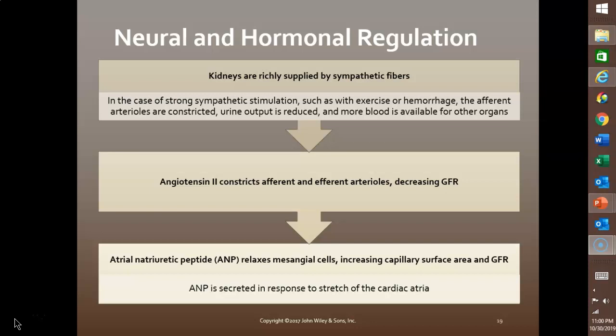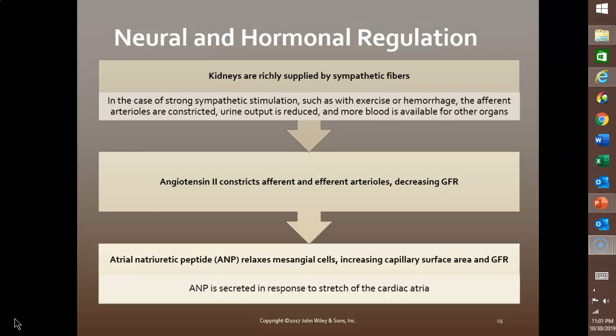So the consequence of this is, one, it causes a reduced urine output, which helps us to save blood volume, and two, it also permits greater blood flow to other body tissues, because remember, the kidneys get 20 to 25% of cardiac output. The hormonal regulation is primarily due to angiotensin II, which is a very powerful vasoconstrictor that narrows the afferent and efferent arterioles, and that reduces renal blood flow. Reduced blood flow, reduced GFR.